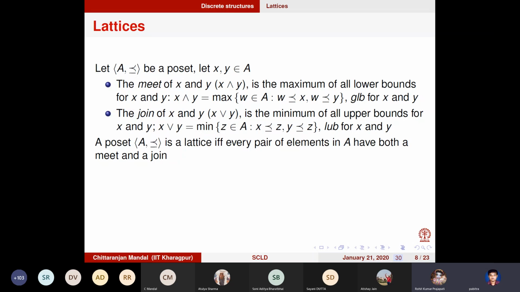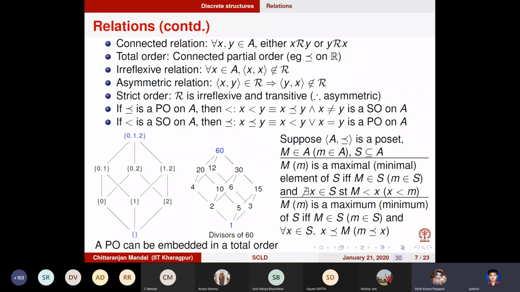Okay, so similarly, you can define an upper bound. The upper bound of two elements x and y is the set of elements that are greater than or equal to both x and y. And the minimum among them is the lowest upper bound. So if you take 10 and 6, what is the upper bound set of 10 and 6? 12, 30 and 60. And what is the lowest upper bound?